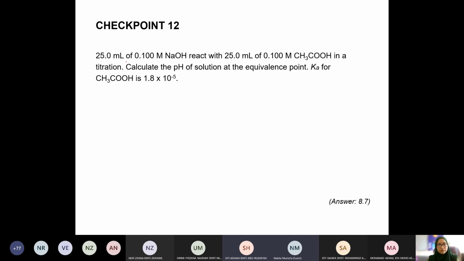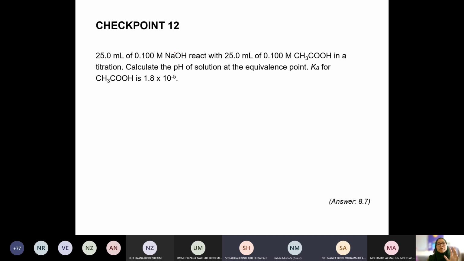25 ml of 0.1 molar sodium hydroxide react with 25 ml of 0.1 molar CH3COOH. Okay, ini dia tak pakai, dia terus straightforward. Okay, we have 25 ml of sodium hydroxide, 25 ml of CH3COOH, neutralize one another. Okay, and then you have to calculate the pH of solution at the equivalent point. The Ka is given. Okay, alright, so you have to calculate the pH of equivalent point.